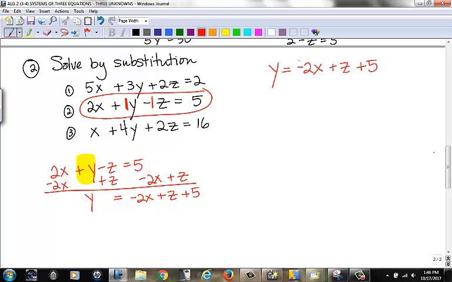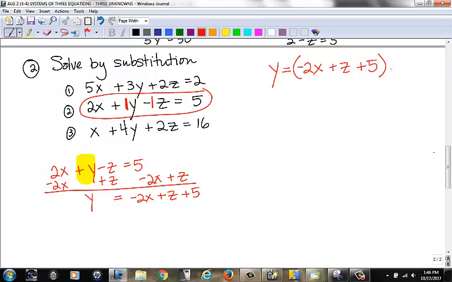Okay, I would put parentheses or brackets around that. Y equals that whole thing. We solve for it in equation, which equation did I use? 2. Now you have to substitute it back in to equation 1 and 3.